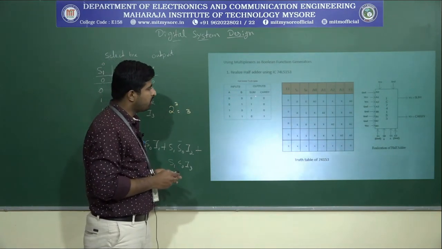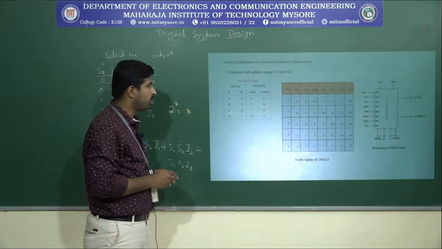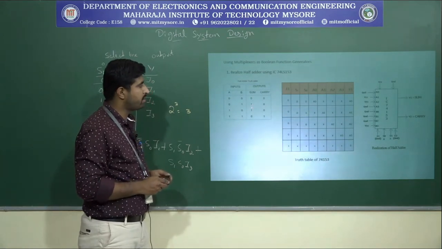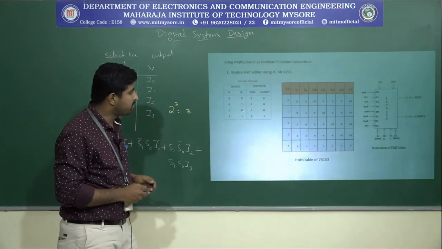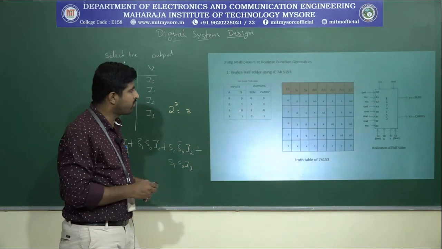So when the inputs are 0, 0, the output will be sum 0 and carry 0. For inputs 0, 1, the sum will be 1 and the carry will be 0. When the inputs are 1, 0, the sum will be 1 and the carry will be 0. And when the inputs are 1, 1, the sum will be 0 and the carry will be 1. Right, so this is what we know actually.